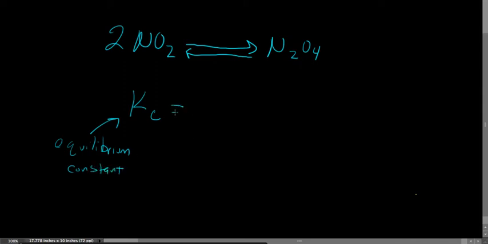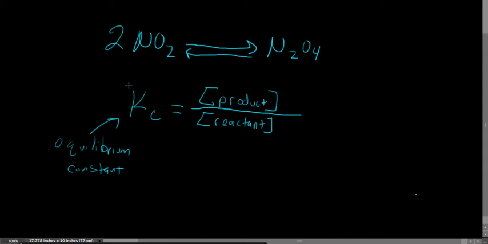The equilibrium constant is a mathematical expression that keeps track of how fast the forward reaction is going versus how fast the reverse reaction is going. And the way it works is we keep track of concentrations, and we use brackets to denote concentrations. We're interested in the concentration of the product divided by the concentration of all the reactants.